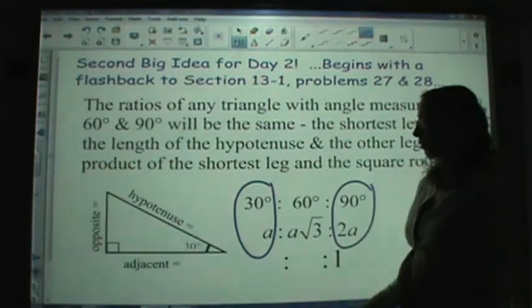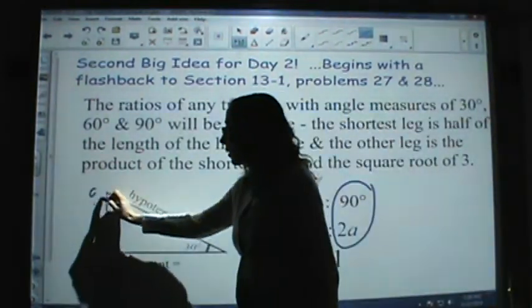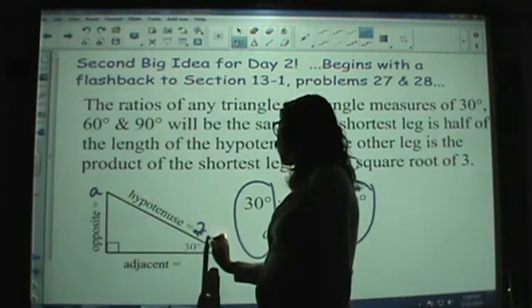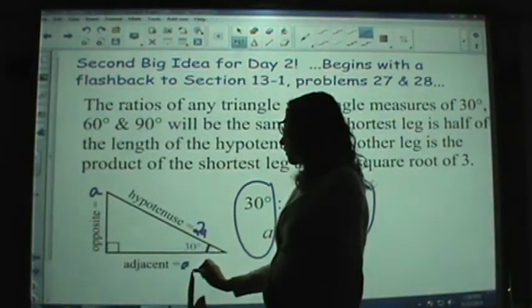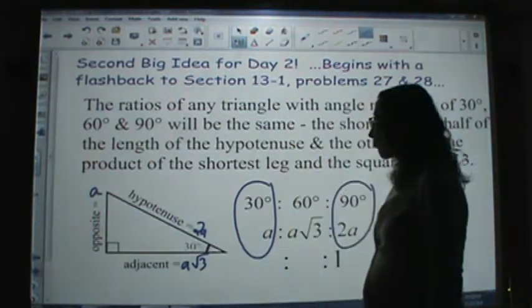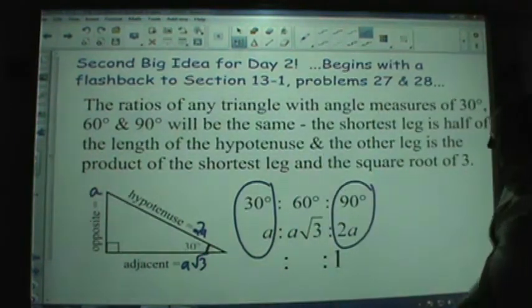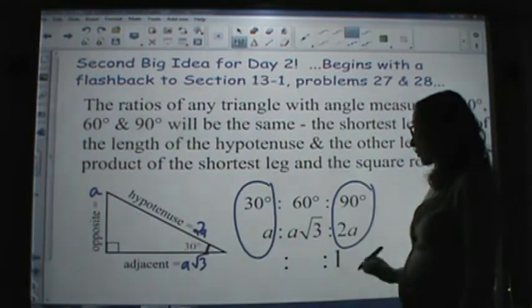If a is the length of your side across from the 30, and the hypotenuse is exactly twice as big, then this is about 1.73 times as big. It's a times the square root of 3. What some people do is they actually say that they would like the hypotenuse to just be called 1.